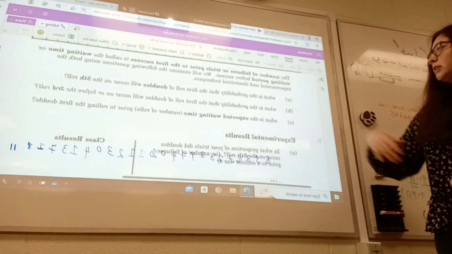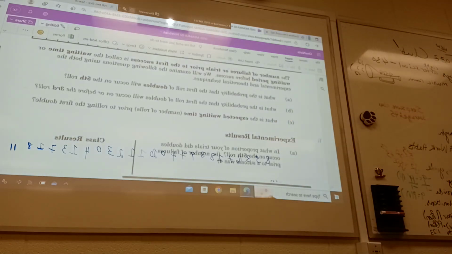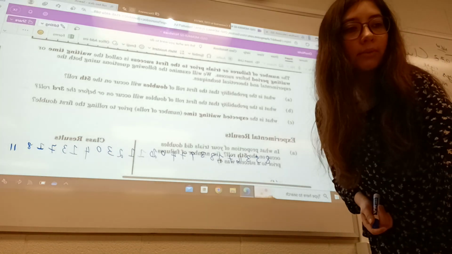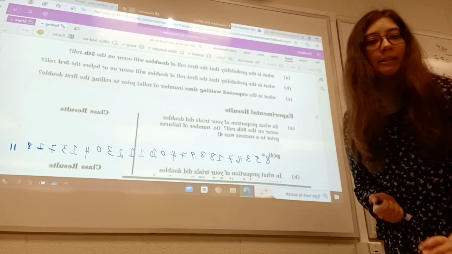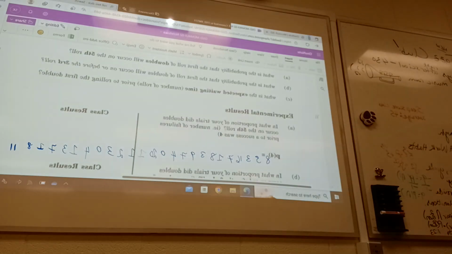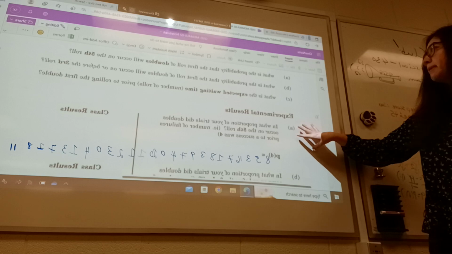So what is the probability that the first roll of doubles will occur on the 5th roll? All right. So we can definitely look at our experimental results. And then when we do our theoretical results, I will be using our geometric distribution formula that we're going to learn. Okay, but first looking at the experimental.